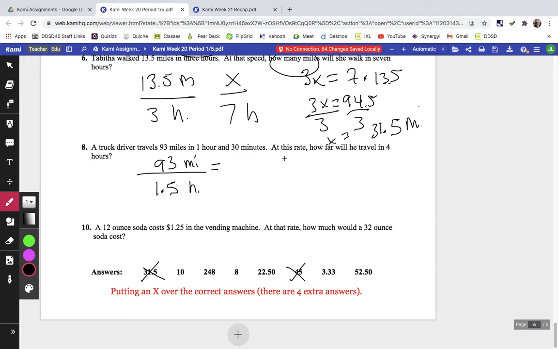Equals, and then I want 4 hours. So we're going to do 1.5x equals 4 times 93. 4 times 93, 372. 1.5 equals 372.